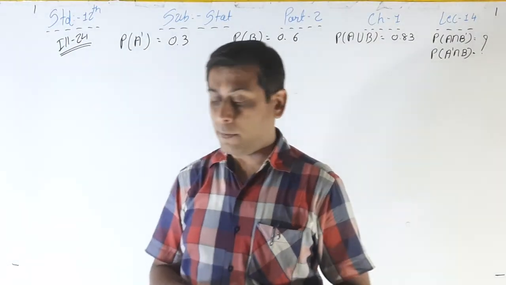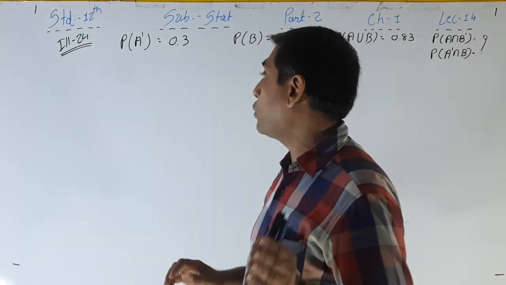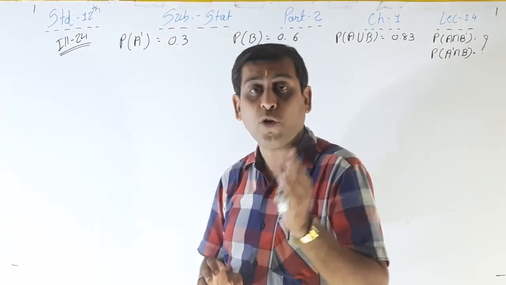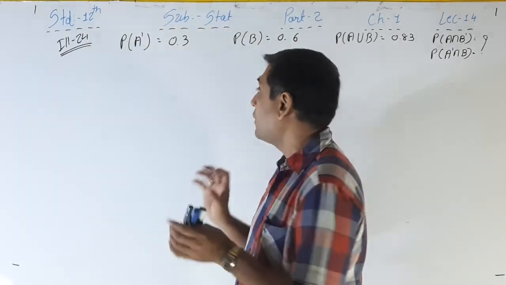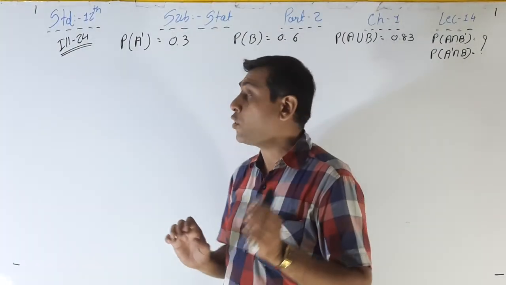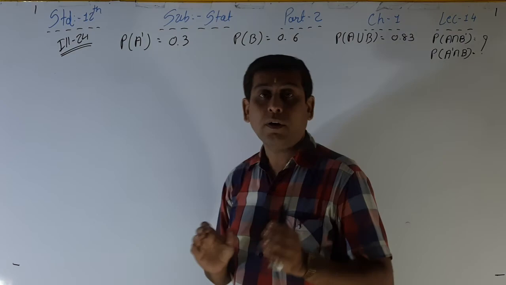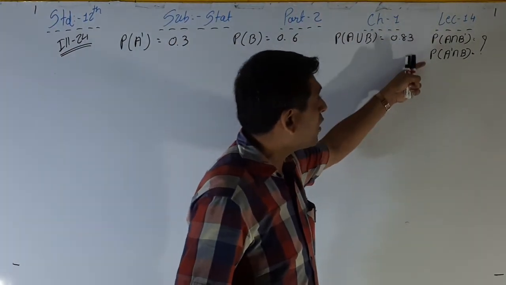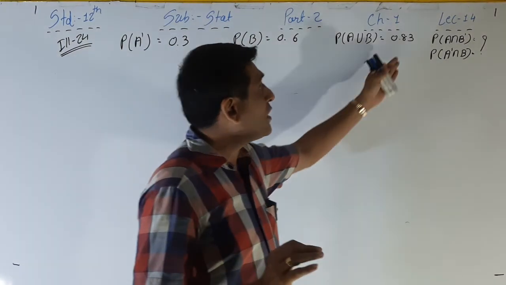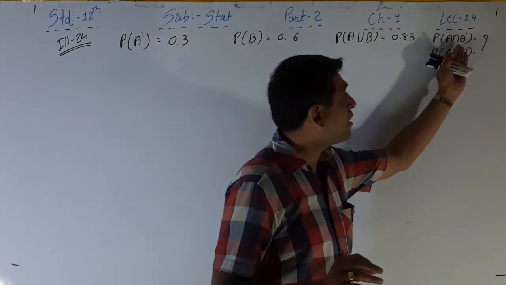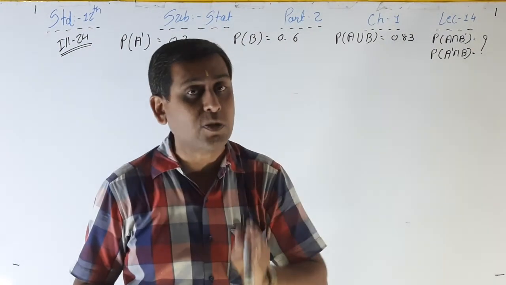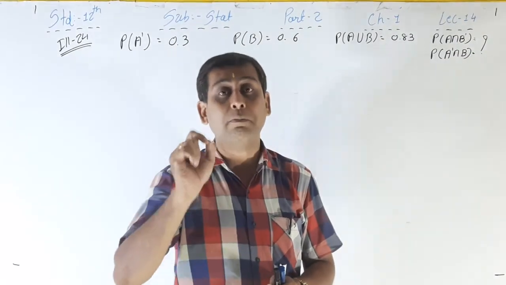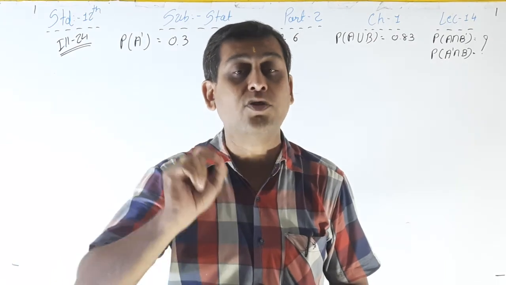Now, I told you that the given question is based on the formula as well as mathematical simplification. First of all, we have to find this. What is the formula? A intersection B dash means A minus B. And the formula for A minus B is P of A minus P of A intersection B.